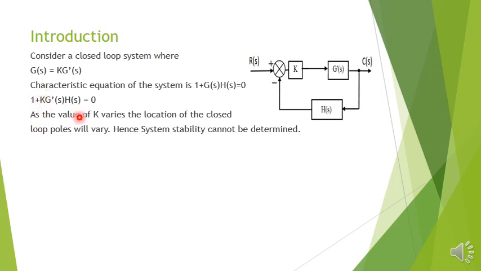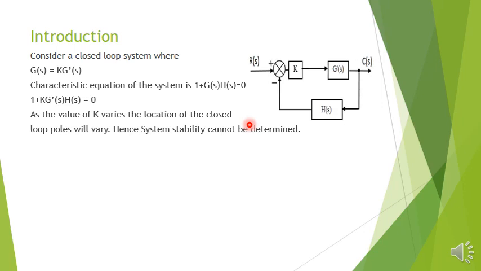The value of K varies. If we assign K equal to 0, we get one set of closed loop poles; K equal to 1, K equal to 2, and so on. The closed loop poles vary with the value of K. Hence the system stability cannot be determined, nor up to what value of K the system is stable and beyond what value it is unstable. These are things we cannot analyze using the Routh-Hurwitz criteria. This is one of the drawbacks of the Routh-Hurwitz criteria.